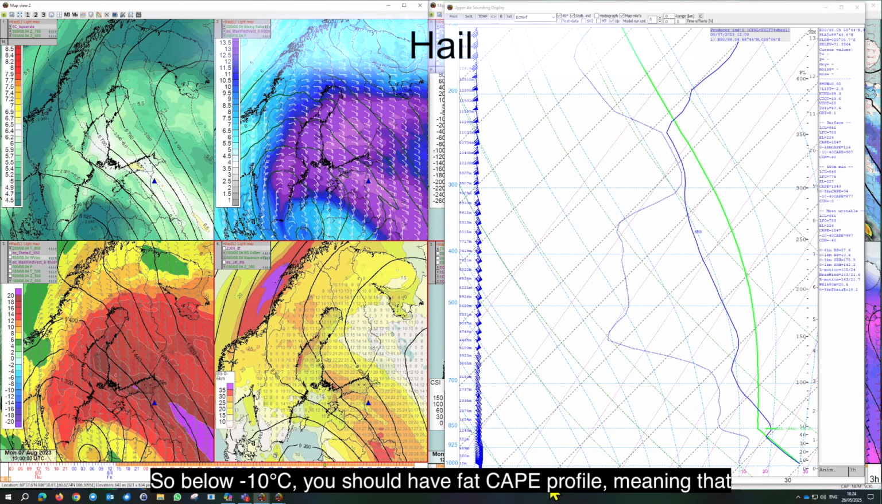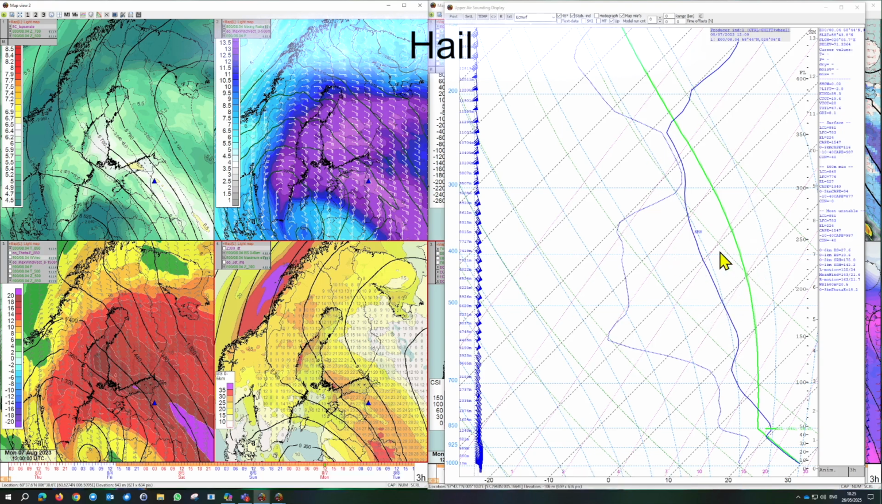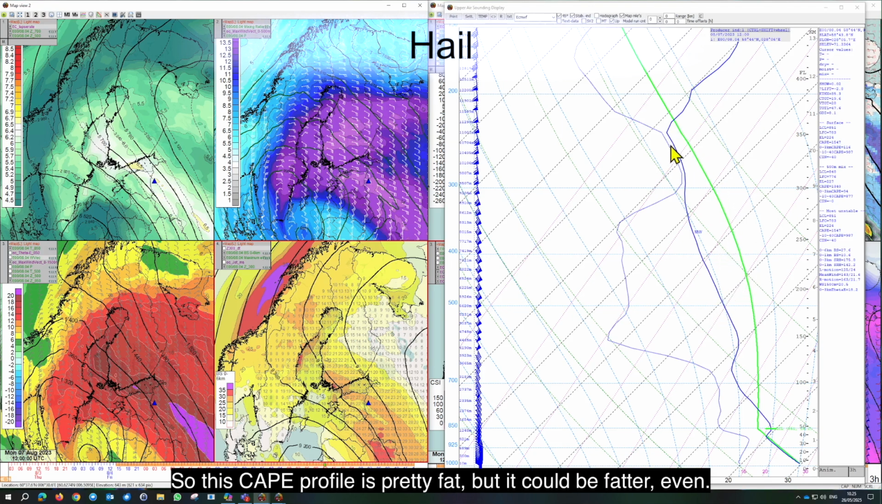So below minus 10 degrees Celsius, you should have fat CAPE profile, meaning that big portion of your CAPE profile should be in this layer. And here I have an example. So this CAPE profile is pretty fat, but it could be fatter even. So it could be extending more to the higher levels, but this should be enough to produce relatively large hailstones.